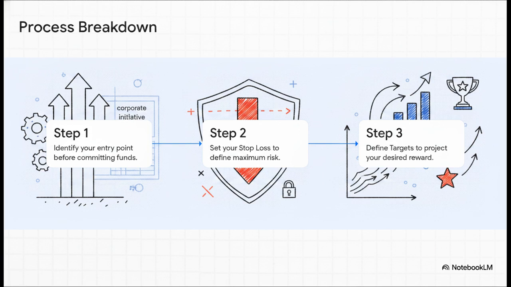That's your absolute stop loss, the point where you kill the project, no questions asked. And Step 3, project your upside targets. Now, here is the absolute crucial part, and honestly, it's where most corporate projects actually fail. You have to define all 3 of these parameters before you commit a single dollar of funds.